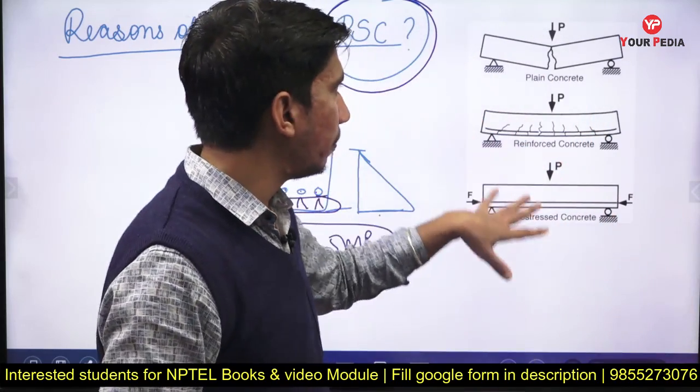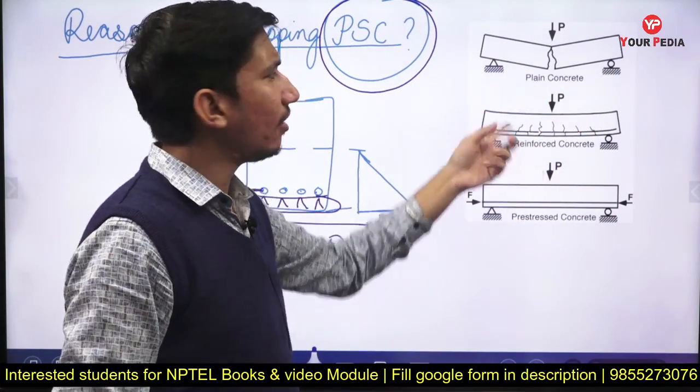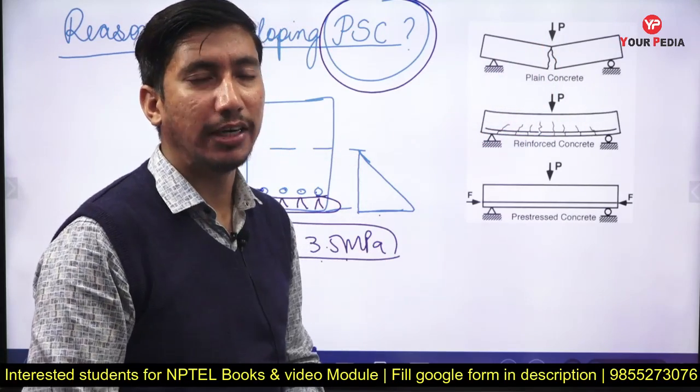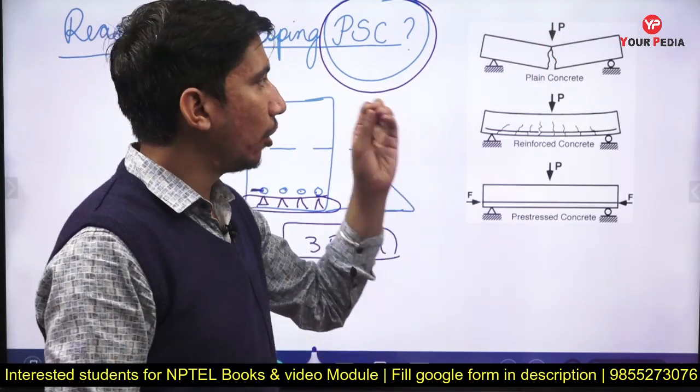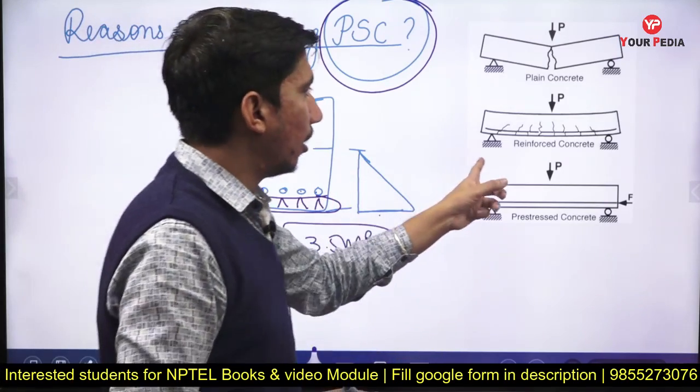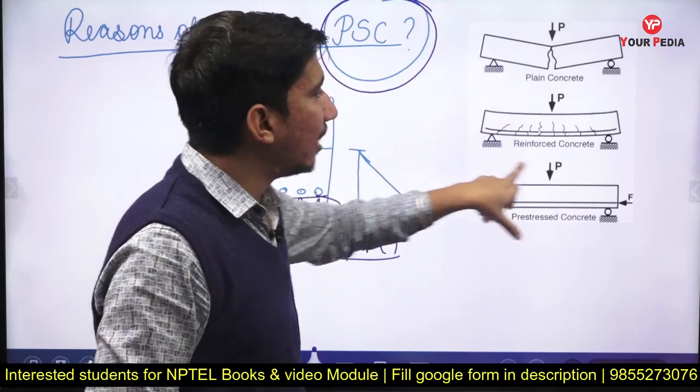As you can see from the picture, this is plain concrete. Plain concrete will simply crack when a superimposed load acts on it. When it bends, it will simply crack. So in order to save it from cracking, save it from failing, we provided reinforced concrete.